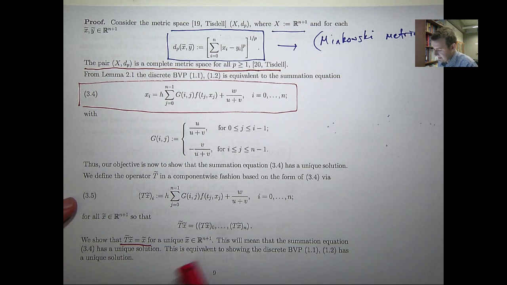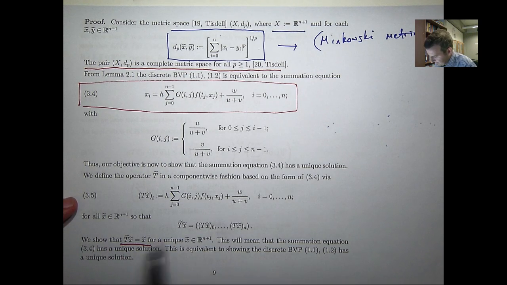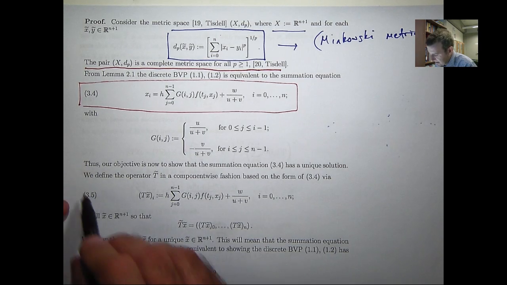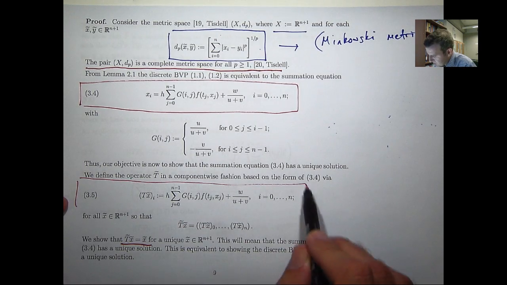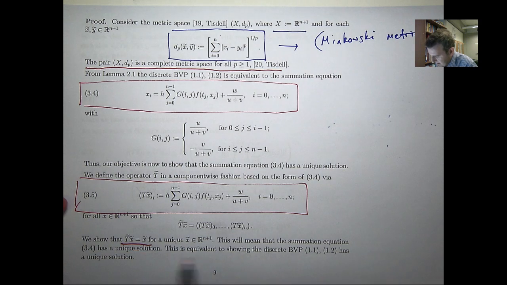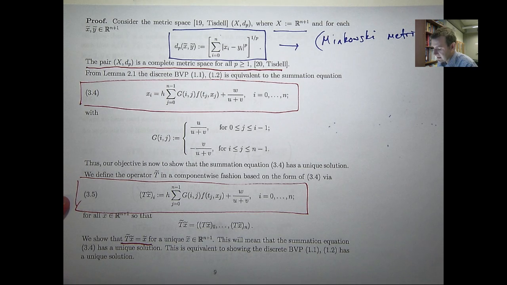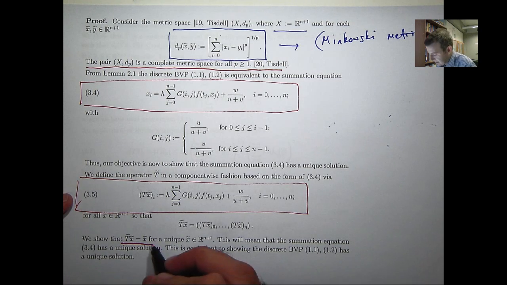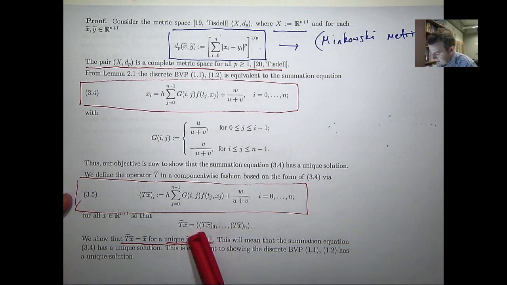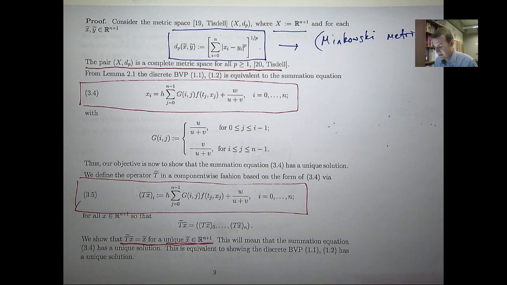Okay. So our focus now changes a little bit to this, and showing that this has a so-called fixed point. So T tilde x tilde equals x tilde for some unique vector x tilde. Okay, so how do we show that this has a unique fixed point? Well, we want to use Banach's fixed point theorem.